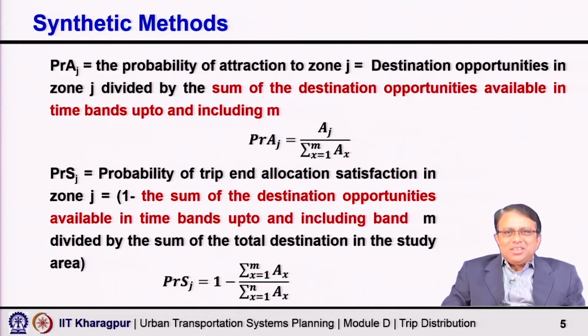Now, what is the probability PRSJ, or probability of trip end allocation satisfaction in zone J? It is 1 minus the sum of destination opportunities available in the band up to and including band M, divided by the sum of the total destinations in the study area.